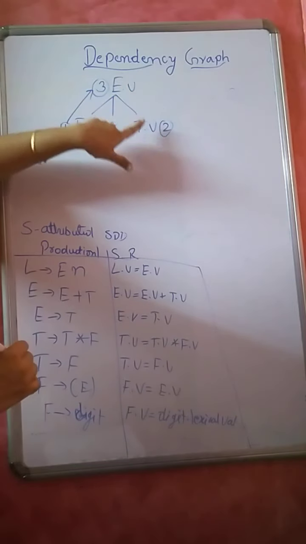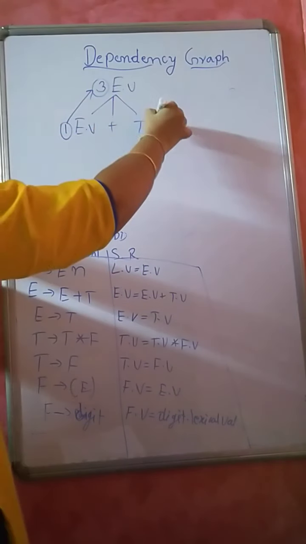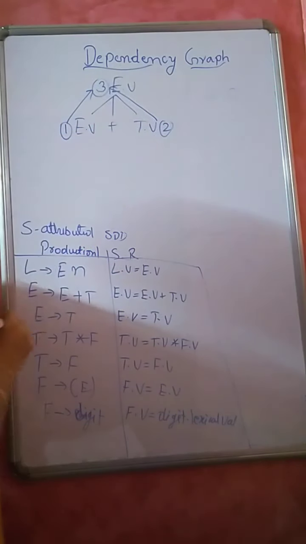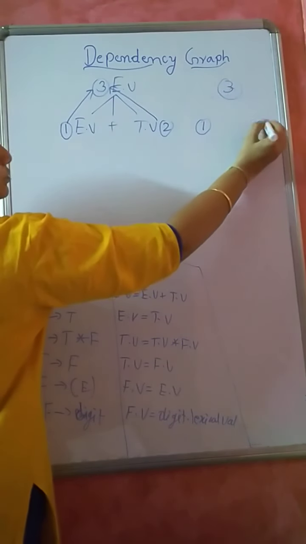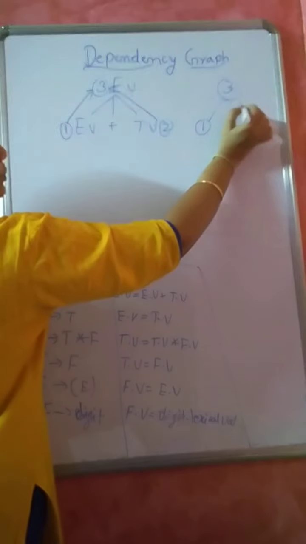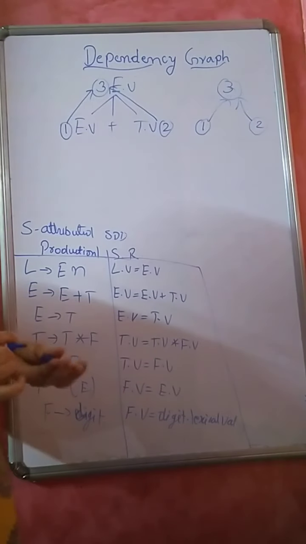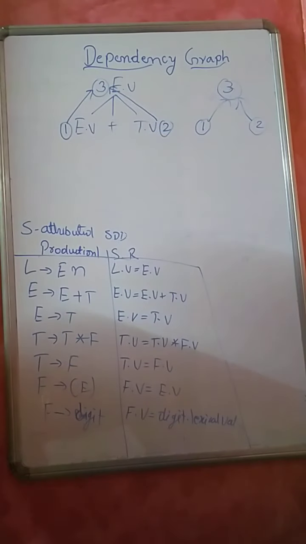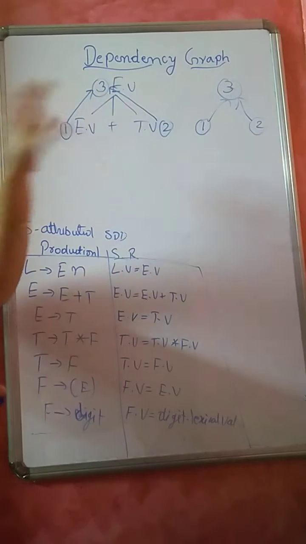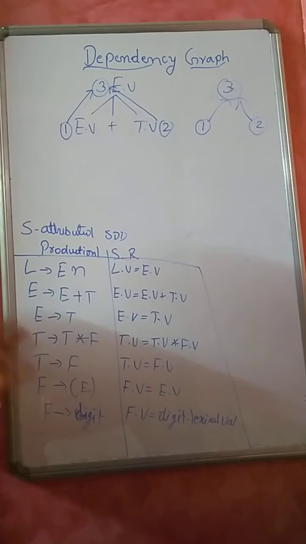The value of this also depends on the value of this. So there is an edge from here to here. So finally, your dependency graph is this one. This is called the dependency graph. This is a parse tree and this is the corresponding dependency graph. It's a simple example. Got it? So that is how you will need to construct the dependency graph.